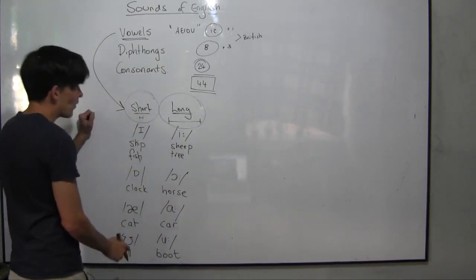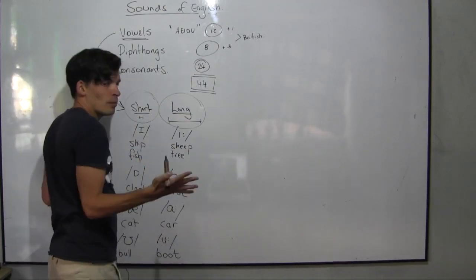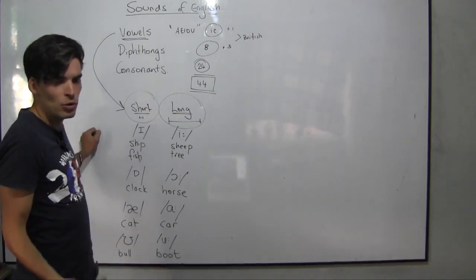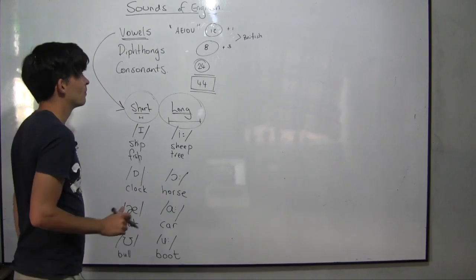Okay, there are more. I told you there's 12, so we only need 1, 2, 3, 4, 5, 6, 7, 8. There's 4 more, but you have to take my course. If you want to learn more, then I have a course on pronunciation, and I go into more detail.